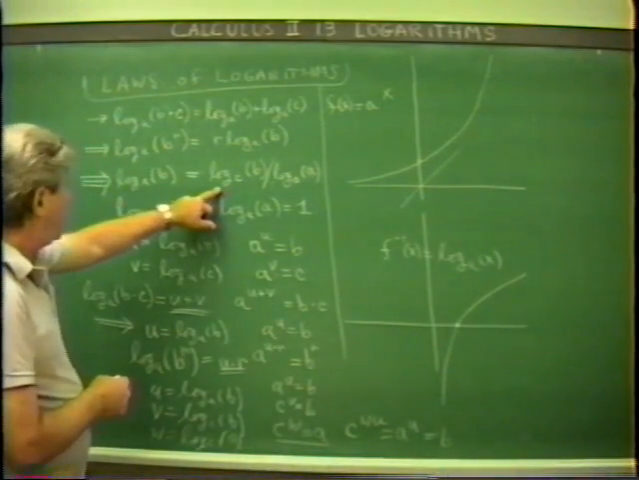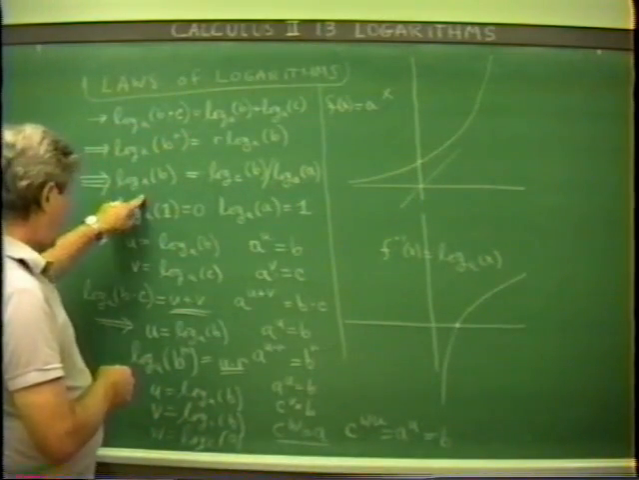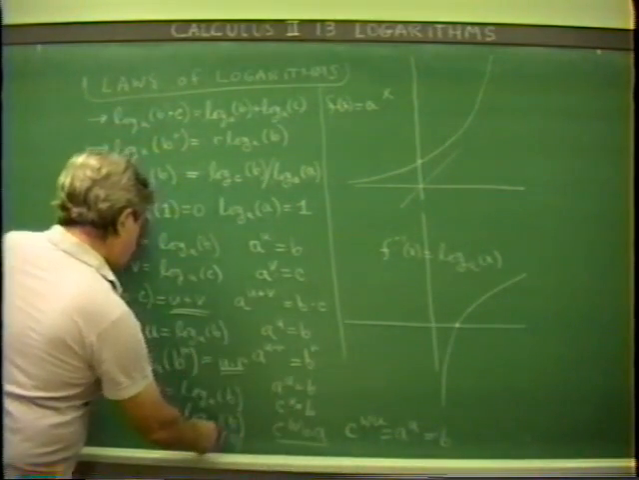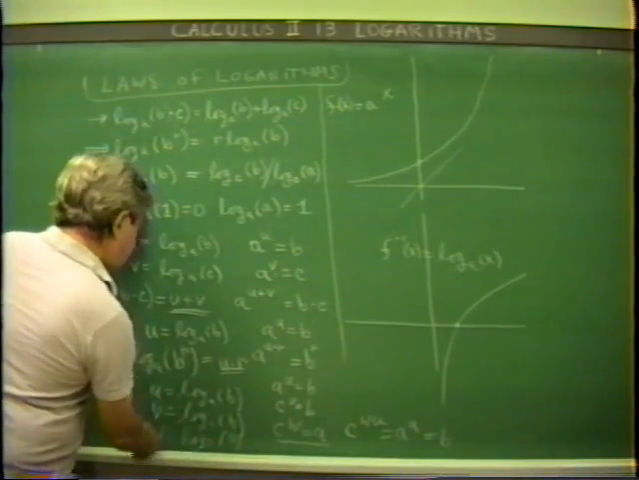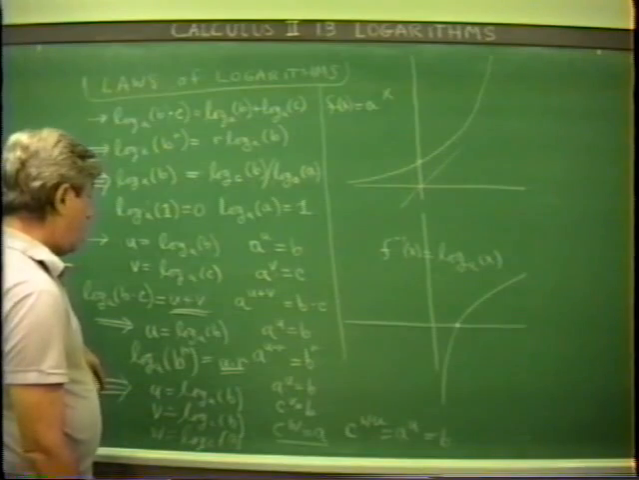Okay, let's let u equal log to the base a of b, v equal log to the base c of b, and w equal log to the base c of a. Right? Then a to the u is b, c to the v is b, and c to the w is a.